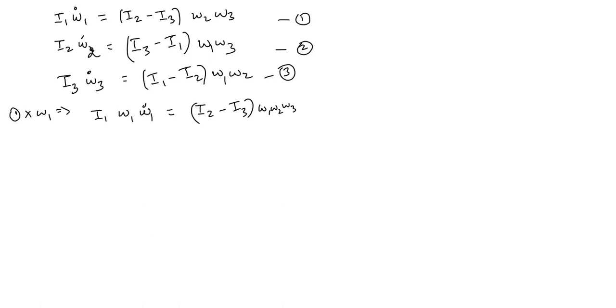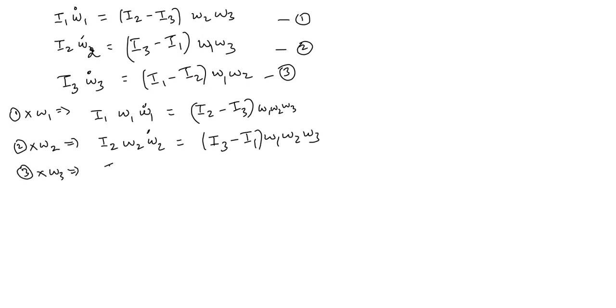Similarly, equation number 2, you multiply by omega 2, so that you will get omega 1 omega 2 omega 3 here in the second equation. So I2 omega 2 dot, therefore this becomes I3 minus I1 omega 1 omega 2 omega 3. Equation number 3 also can be written as, if you multiply by omega 3, I3 omega 3 dot equals I1 minus I2 omega 1 omega 2 omega 3.